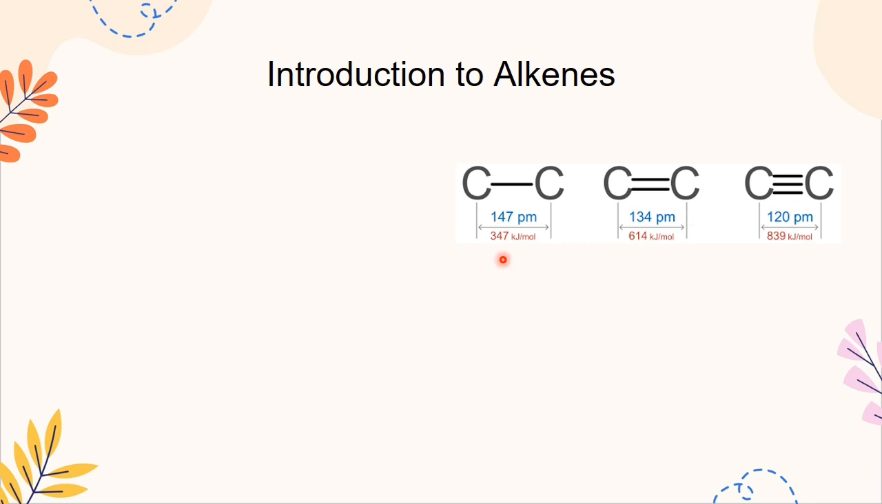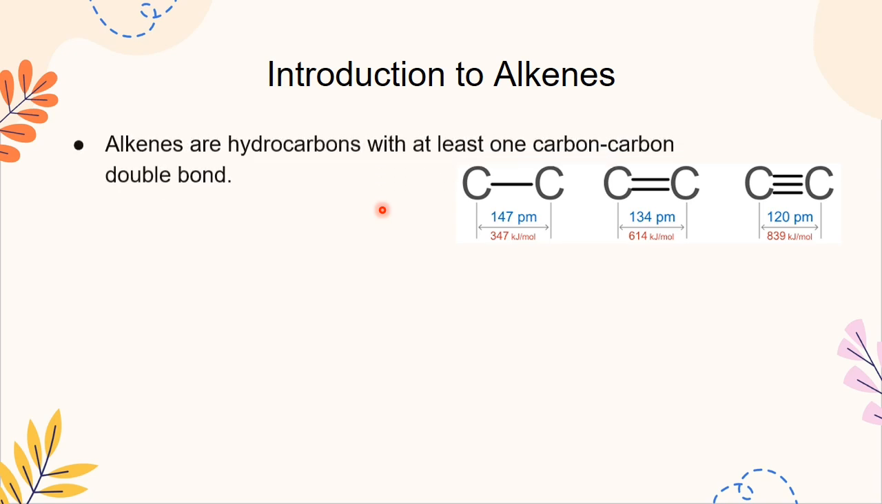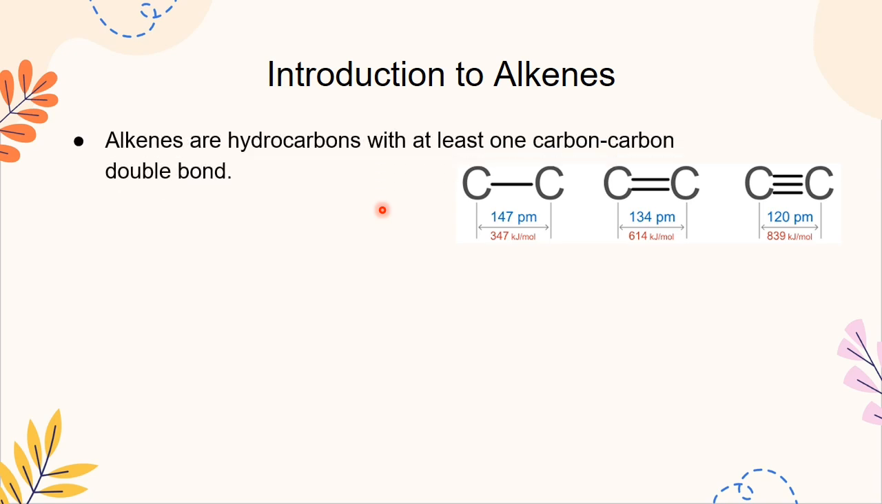However, when we are talking about alkanes, they are saturated hydrocarbon because they contain only a single bond. So we now say that alkenes are hydrocarbon with at least one carbon-carbon double bond. The general formula is CnH2n. With this general formula, you can determine the molecular formula of any of the alkenes.